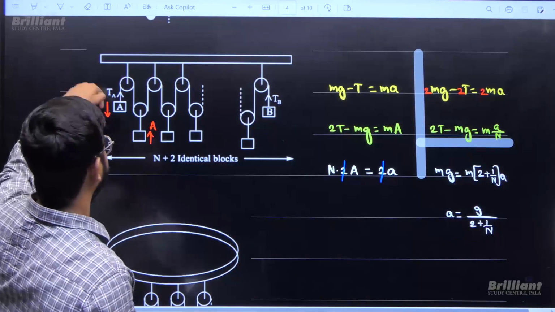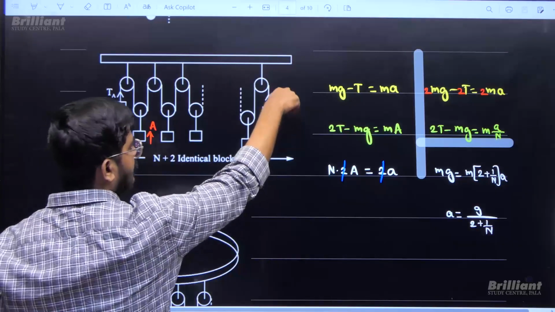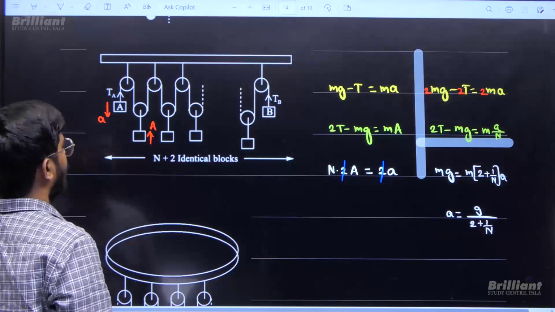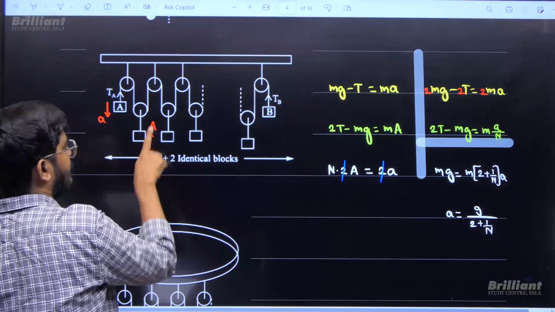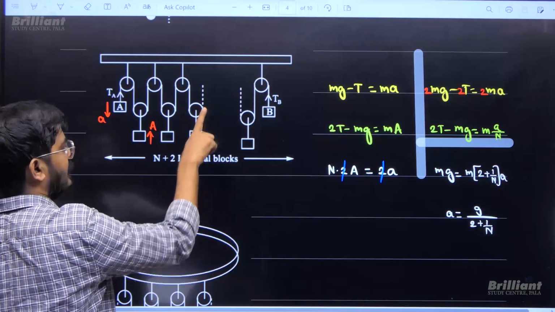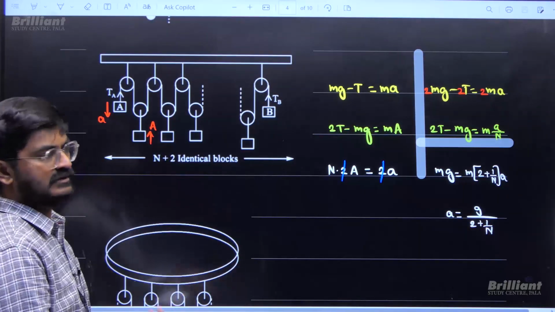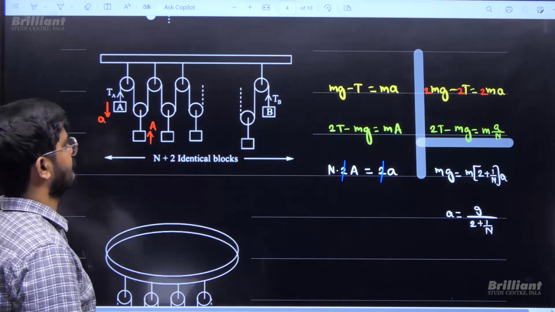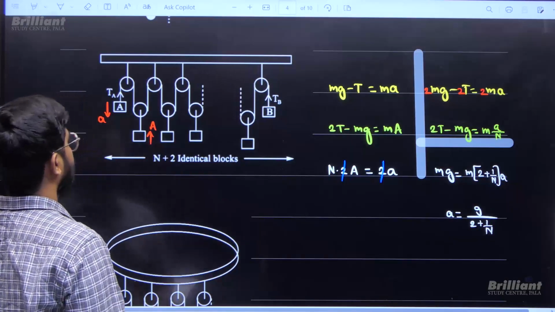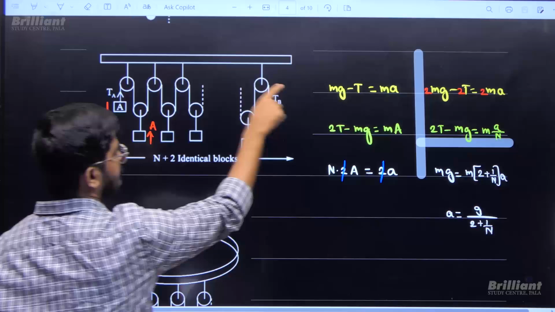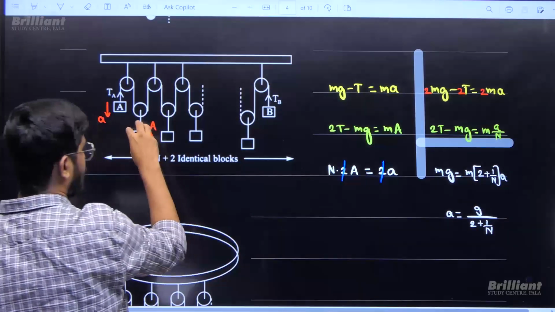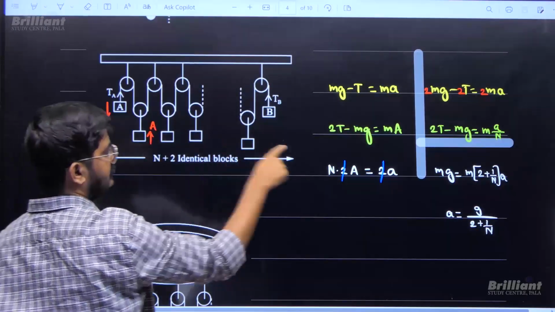Now by symmetry, if this is going down with the acceleration here, this one also will go down with the same acceleration. Now I am assuming this is capital A. If this is capital A, this should be capital A, because this is 2T minus mg, 2T minus mg. The force equation looks the same, so acceleration should be the same. Now if I write F equals ma for this one, it is mg minus T equals ma. For this one, 2T minus mg equals ma.